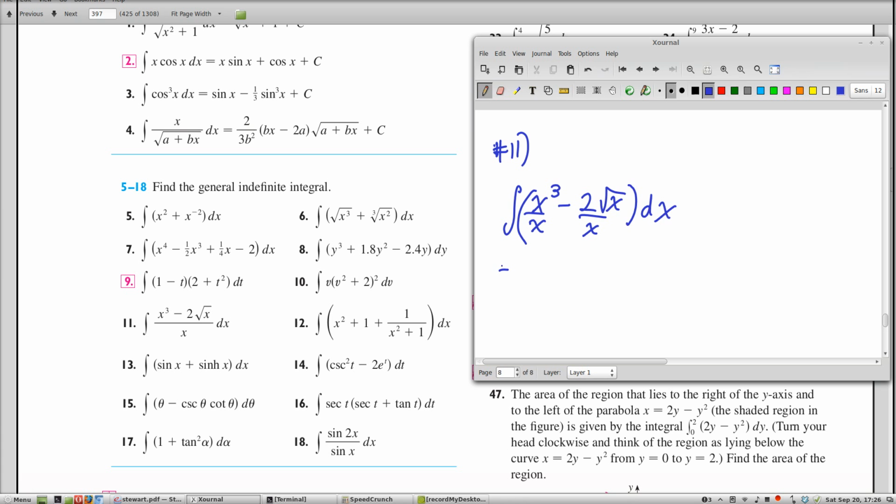So this becomes x to the minus 2 minus 2 times x to the minus 1/2. Okay. Can't do the problem if you don't know how exponents work.